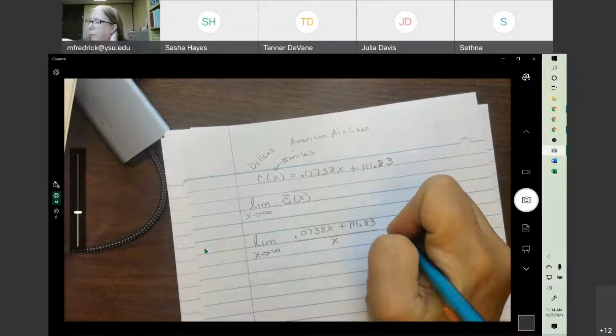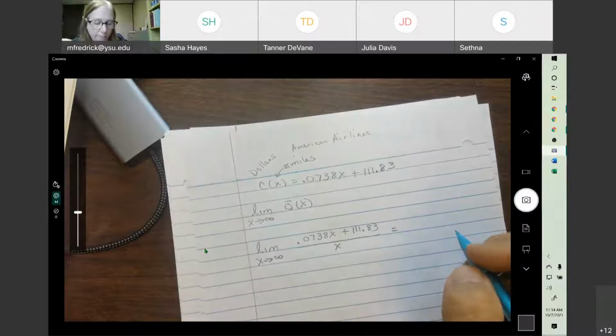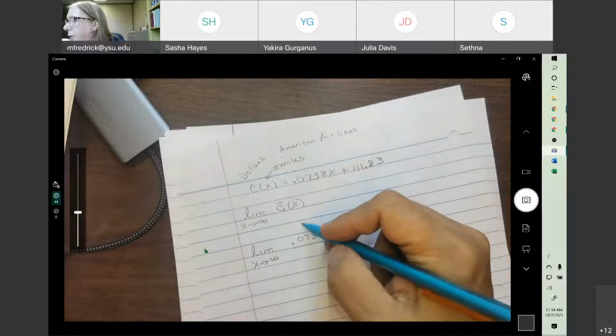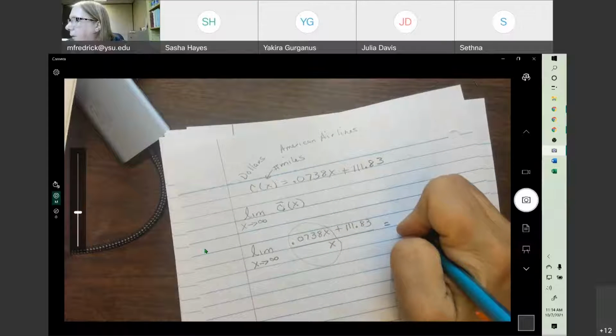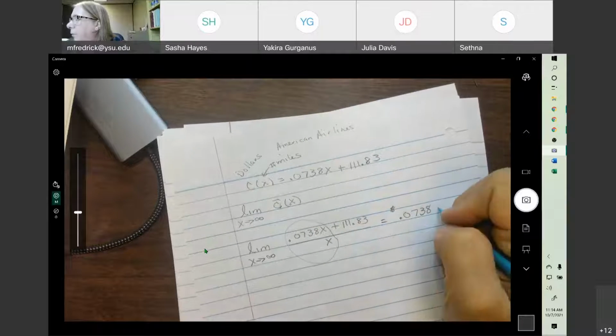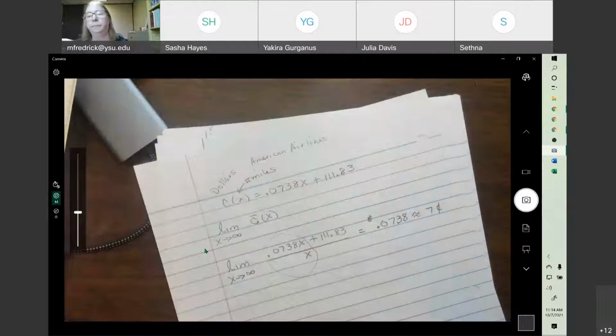What do we get for the limit? Anyone? 0.0738. Because your degree on the top and the bottom is the same, we cancel our x's and we get 0.0738. Now this was in dollars, so that's approximately 7 cents.